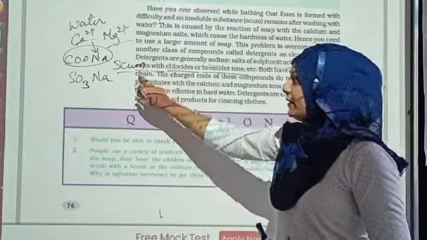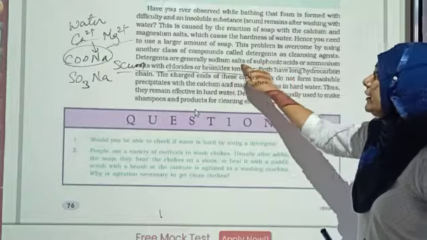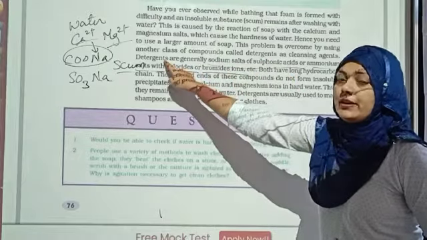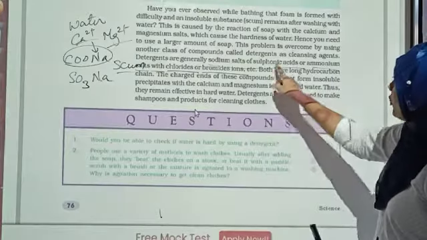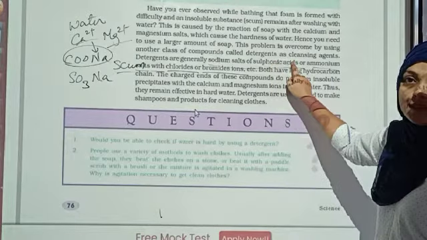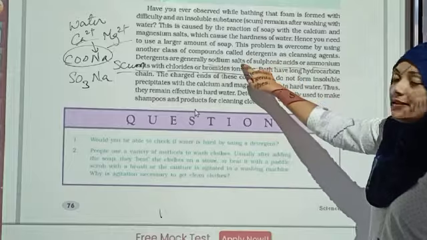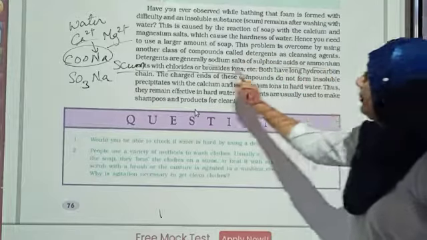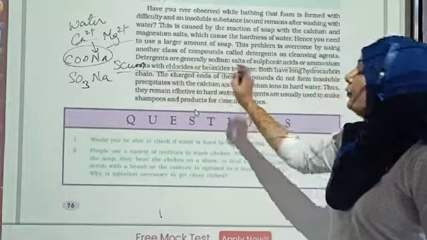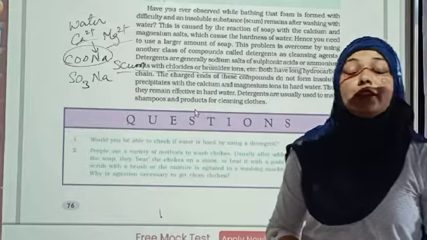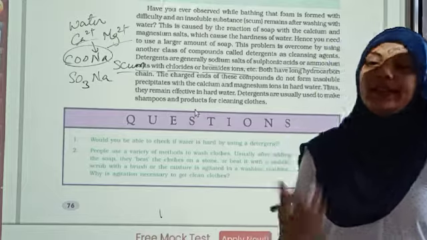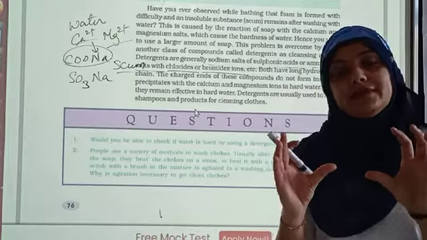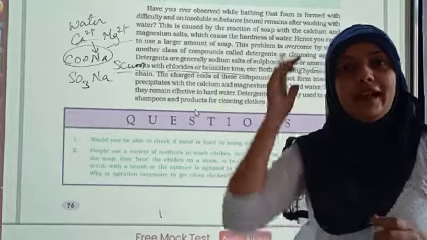In order to overcome this, we use the detergent. हम क्या यूज करेंगे? डिटर्जेंट. डिटर्जेंट नहाने के लिए यूज नहीं कर सकते, क्यों? क्योंकि डिटर्जेंट में हम स्ट्रॉन्ग मटेरियल यूज कर रहे हैं, सल्फोनिक एसिड्स. We are using sulfonic acid salts and we are using ammonium salt with chloride and bromide. Ammonium salt यूज करते हैं, NH4Cl, NH4Br. So these are the hard materials that cannot be used for the body. आप डिटर्जेंट यूज नहीं कर सकते हो नहाने के लिए, बाल धोने के लिए.